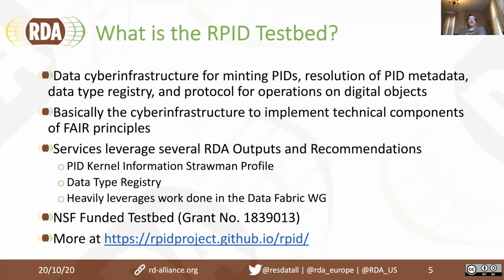And it leverages several things from RDA and then some existing software, including a persistent identifier kernel information strawman profile, basically a profile of the metadata and the data types, and a data type registry. And then the group within RDA called the Data Fabric Working Group theorized a bunch of this. We took it to the NSF, got funded to work on it. And there's more for this at the link here below.